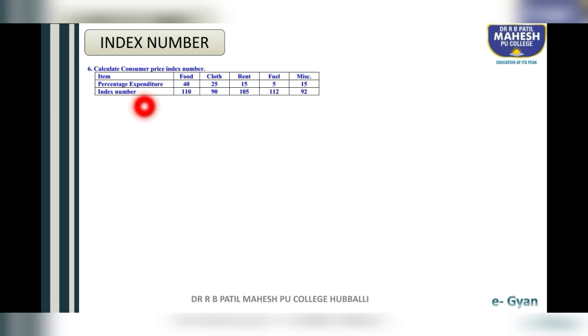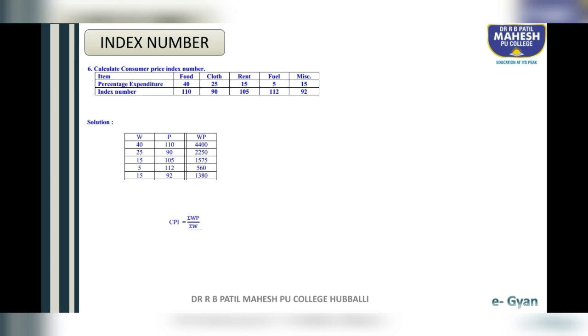Index number means capital P. So W and capital P are directly given. So this means here you have to apply family budget method. See here, percentage expenditure in the sense it is W. Index number means it is capital P. So now we want summation WP total and summation W. First you find out W into P. Multiply W into P.